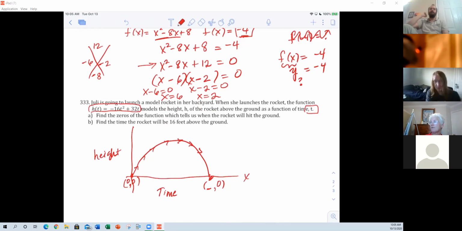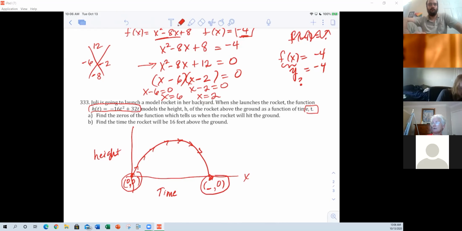Now here it says, find the zeros of the function, which tell us when the rocket will hit the ground. So remember, zeros mean where does it cross the x-axis, or in an application problem, 0 is when the rocket is on the ground. Well, we know that first time the rocket is on the ground is at time 0. So what we're looking for now is when is the second time the rocket's going to be on the ground.